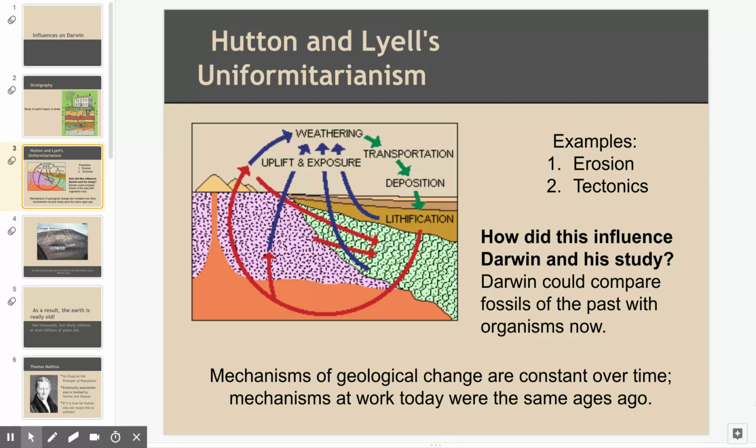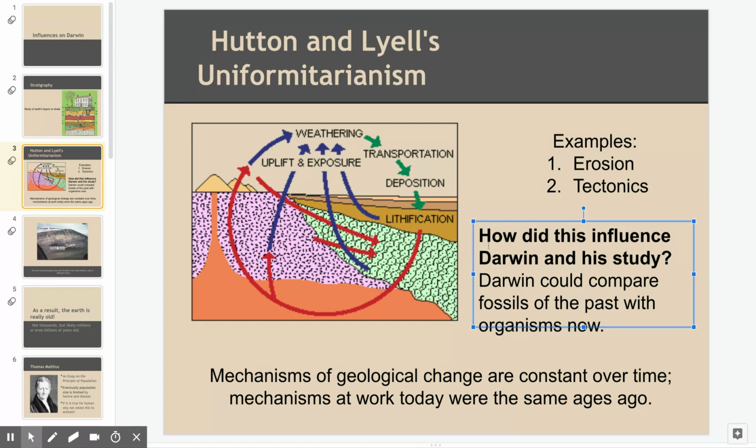We have to understand, and Hutton and Lyell, as well as Darwin and other scientists did understand, that this is something that has happened consistently over time. Just because we didn't realize it was happening way back when doesn't mean that it wasn't, because of the observations that we can make today regarding these mechanisms. So on your sheet, you're going to fill in that box in the upper right-hand corner that asks this question: how did this influence Darwin and his study?